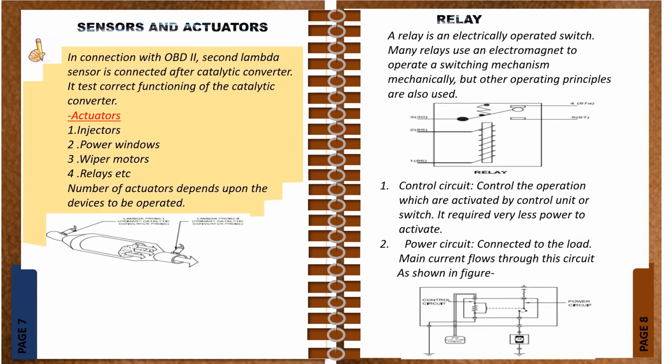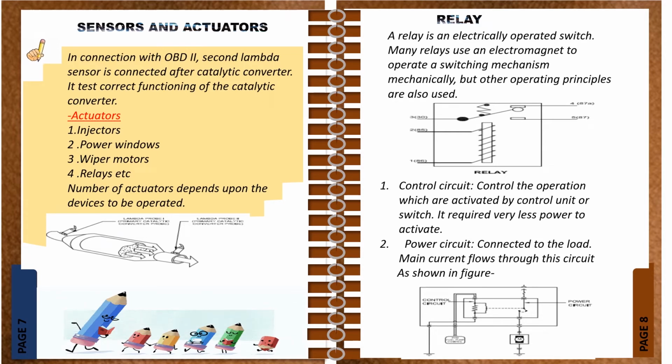Sensors and actuators. In connection with OBD, a second lambda sensor is connected after the catalytic converter. It tests correct functioning of the catalytic converter.